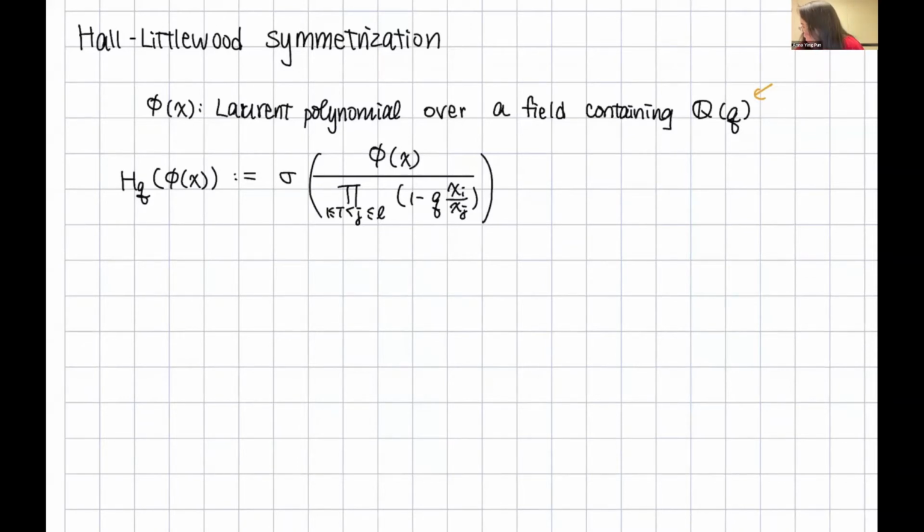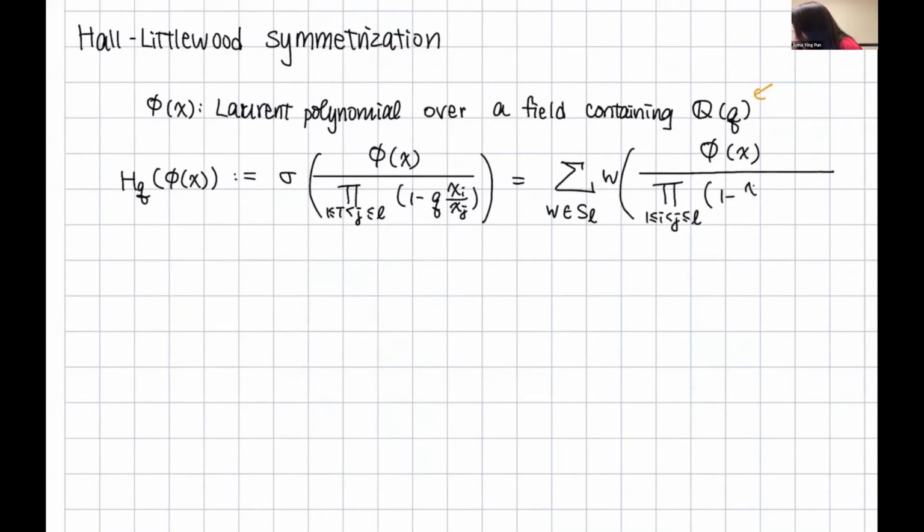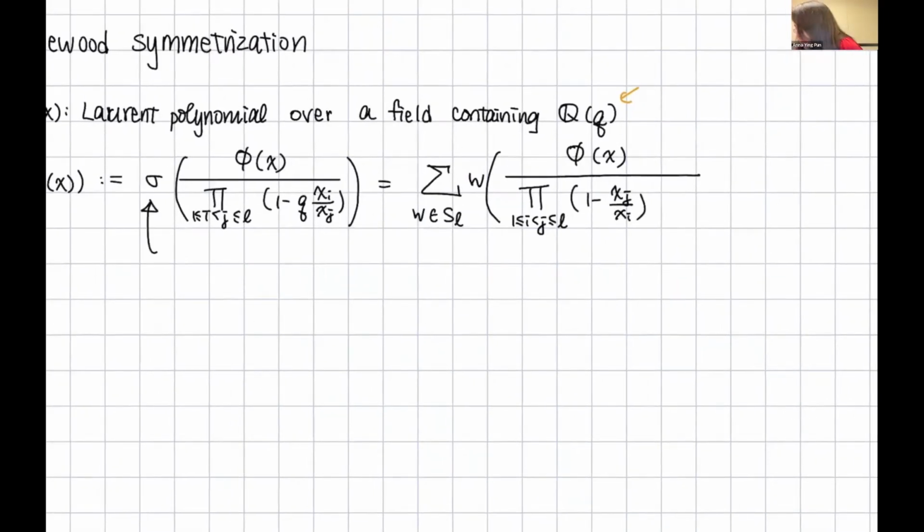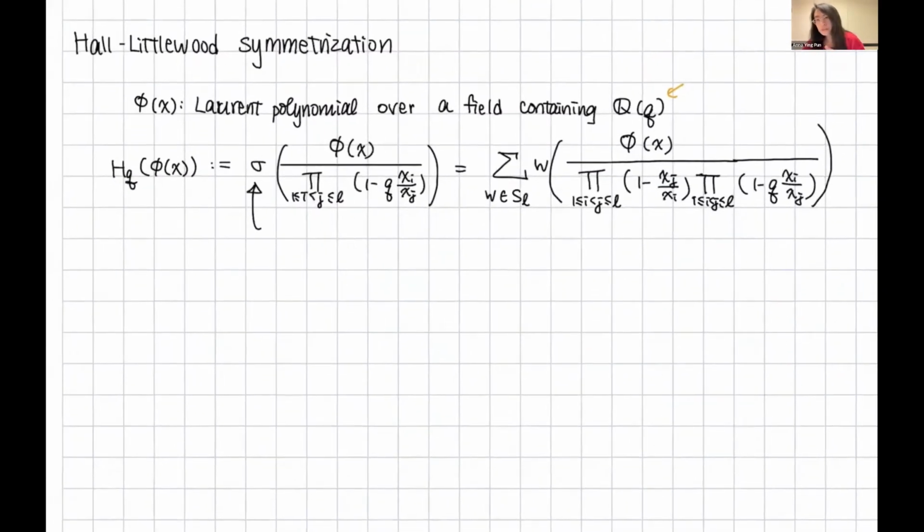So this is how we set this up. If there are too many notations here, I can just write it out. So it's like any w in S_L, and then now you have this w adding on the product over 1 less than i less than j less than L of 1 minus xj over xi. This part is because of the sigma. And you also have the product over 1 less than i less than j less than L of 1 over 1 minus Q xi over xj. So this is like an upgrade of our sigma.